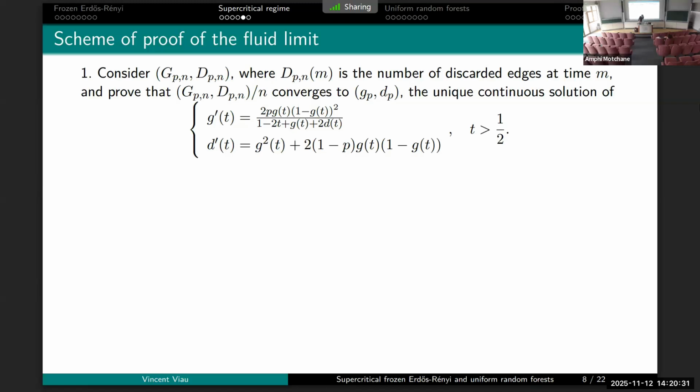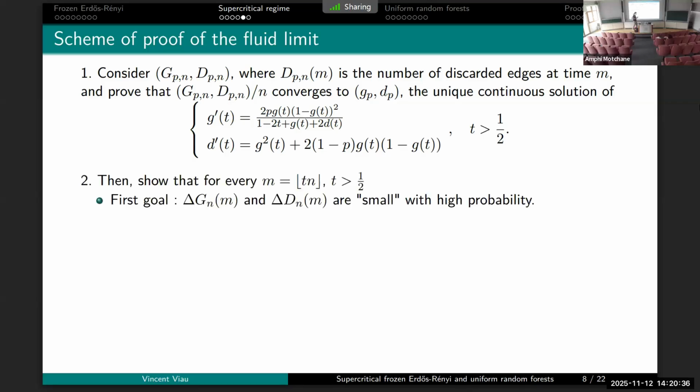In this direction, we need to prove actually two things. The first thing is that we want something continuous in the limit. So we want to see that the jumps of the processes G and D are small. Okay, we want to see that their jumps vanish in the limit. For D, actually, this is easy, since the number of discarded edges can only increase by 0 or 1 at each step. But for G, this is more difficult, and I will try to explain how we can deal with this.